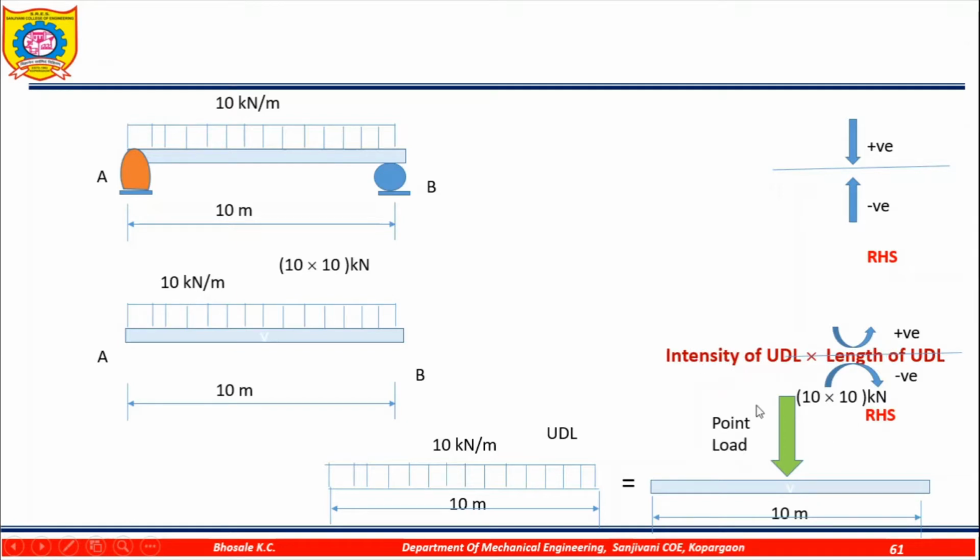The point load will be equal to the intensity of the UDL times the length of the UDL. The intensity is 10 and the length is 10, so 10 into 10. That point load will be applied here, and from that we can find the reactions. To find the reactions, summation of Fy equals 0. Downward loads are positive and upward reactions are negative. Downward is the UDL only, so 10 into 10 minus RA minus RB equals 0. So RA plus RB equals 100 kilonewton.